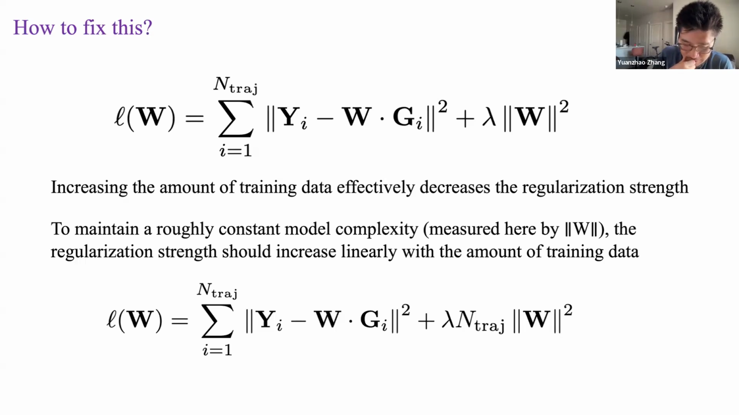Yeah, so I think the intuition is that if you look at the first term, which is basically the fitting error, here I make the assumption that each individual training trajectory contributes a similar fitting error. So what happens when you increase the number of training trajectories? This fitting error term would increase linearly with the number of training trajectories. So to counteract that, assuming that we want to keep the norm of the training matrix roughly constant, what we need to do is to also increase the regularization strength linearly. So that's the thinking for the linear.